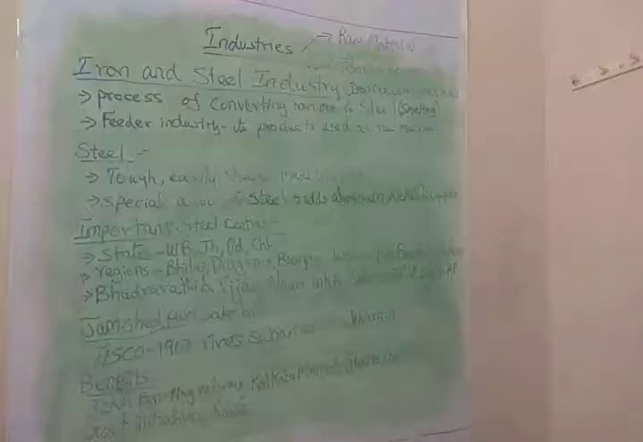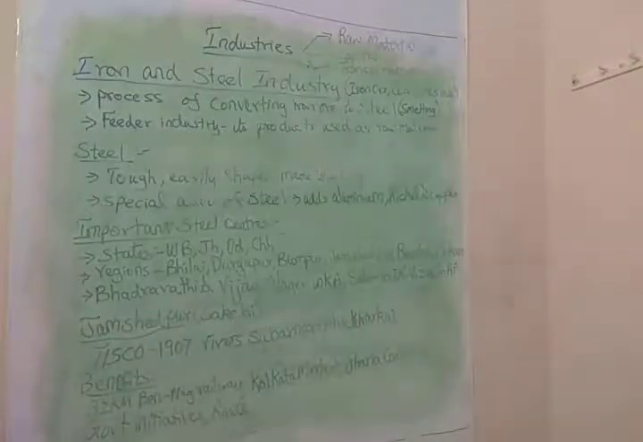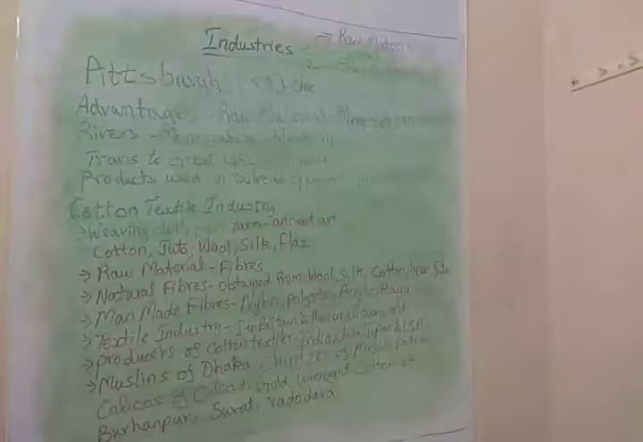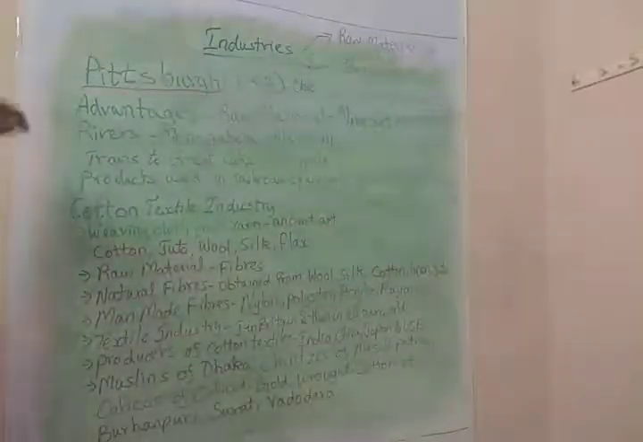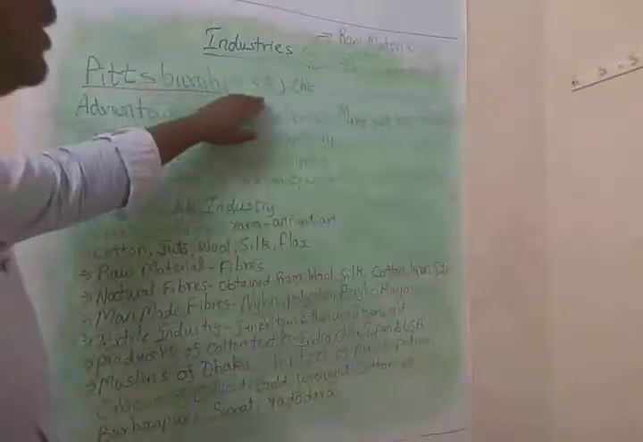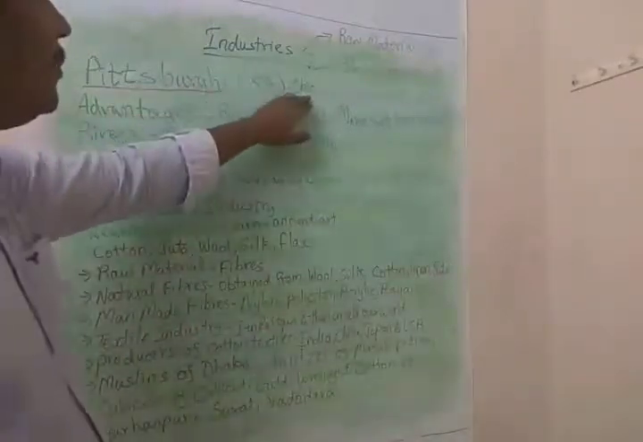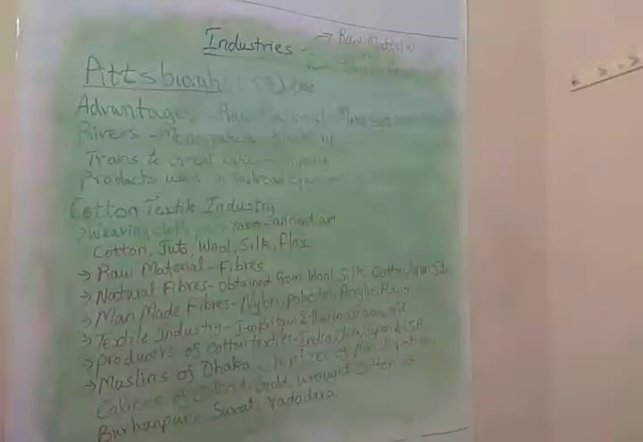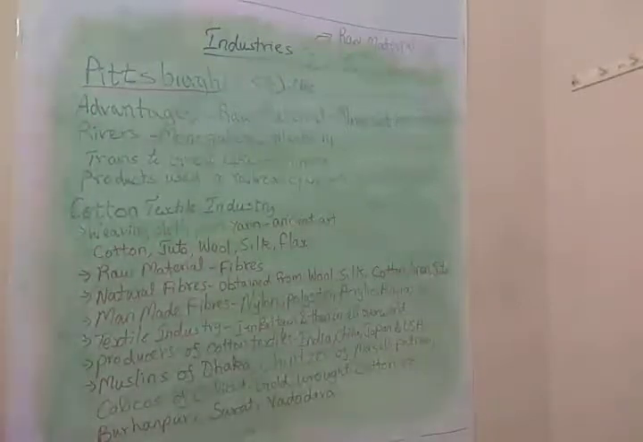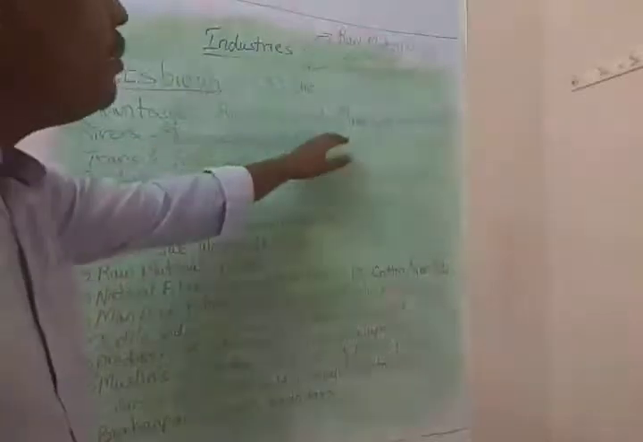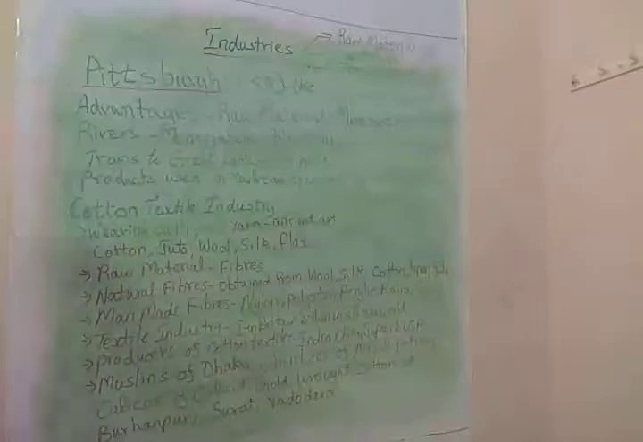And the next topic we are going to study is the Pittsburgh steel plant. The steel plant in Pittsburgh is mainly in the USA. That is the biggest iron and steel plant, and Pittsburgh is in Ohio. Here we are going to see the main advantages it gets for a successful iron and steel industry. It gets raw material from the nearby Mesabi area, where many iron mines are there. From there they easily get the raw materials.